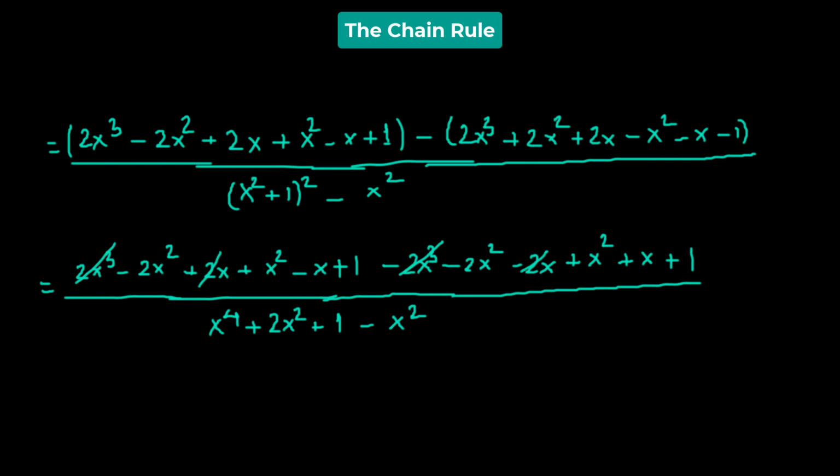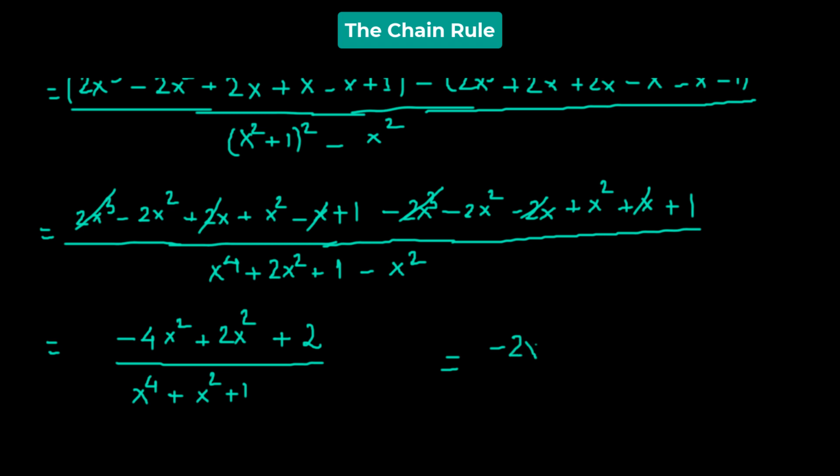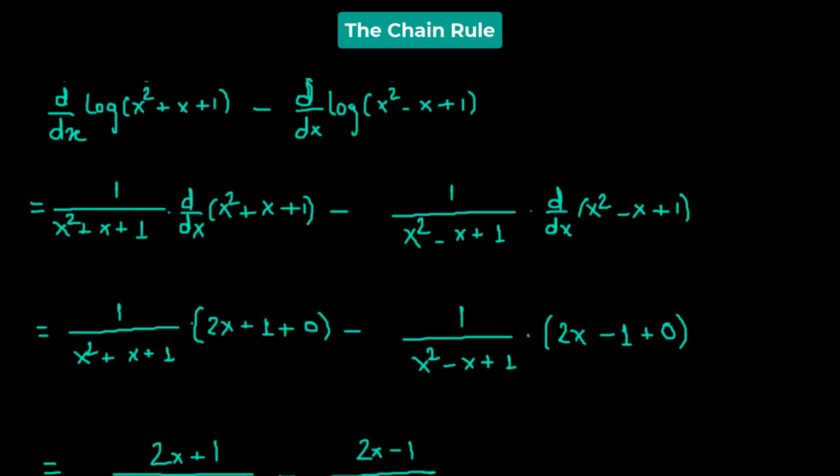2x and negative 2x get cancelled. Negative x and positive x get cancelled. So that leaves us with negative 2x squared minus 2x squared, which is negative 4x squared. Then we have plus x squared plus x squared, so that's positive 2x squared, plus 2, divided by x raised to the power of 4 plus x squared plus 1. So finally we get negative 2x squared plus 2 divided by x raised to the power of 4 plus x squared plus 1. So this is the derivative of our given function with respect to x.